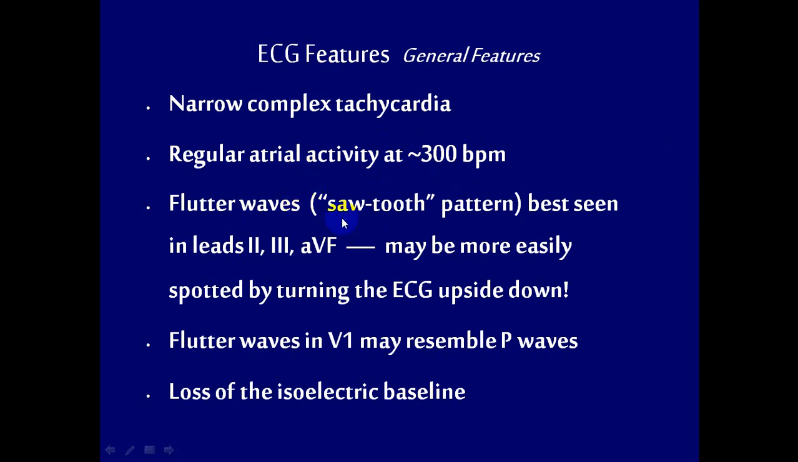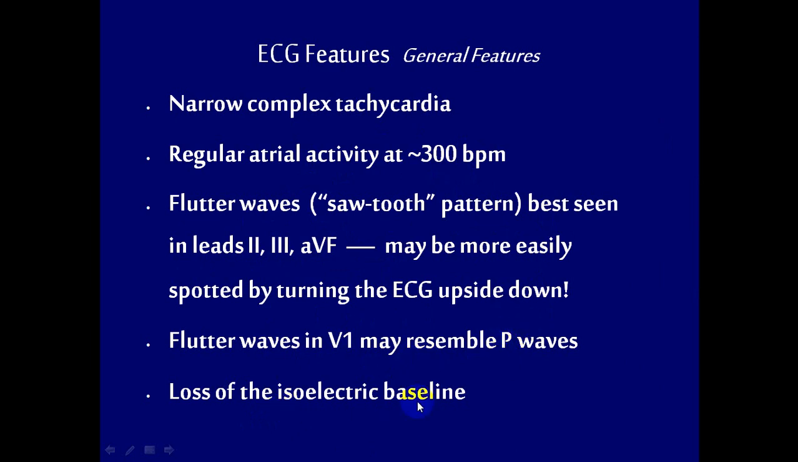This capital F wave has a sawtooth pattern, best seen in leads 2, 3 and aVF, and it is more easily spotted by turning the ECG upside down. The flutter wave in V1 may resemble a P wave. Remember this: look at leads 2, 3, aVF, we see it is inverted with a sawtooth appearance, and in V1 it looks like a P wave and is sometimes confused with a P wave.